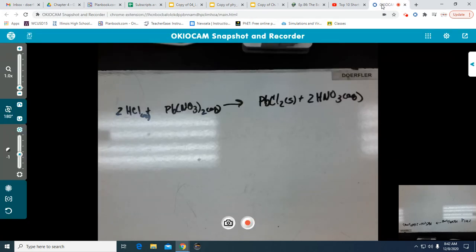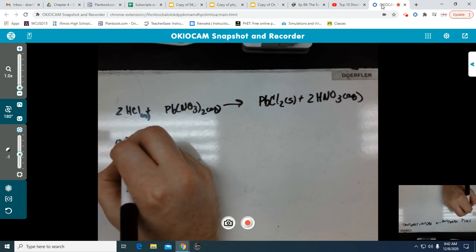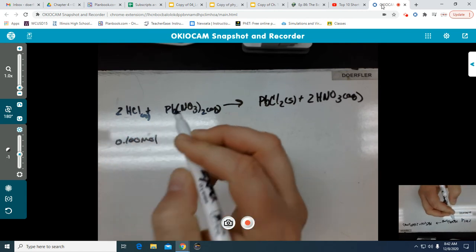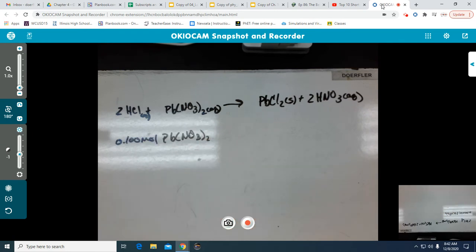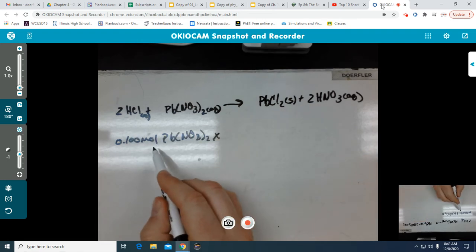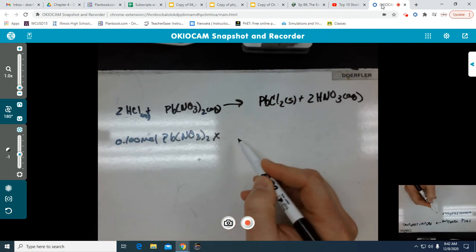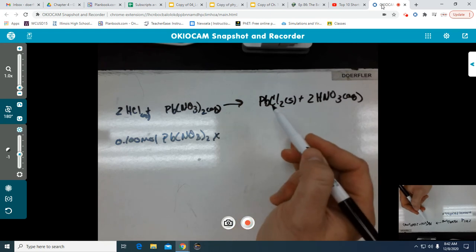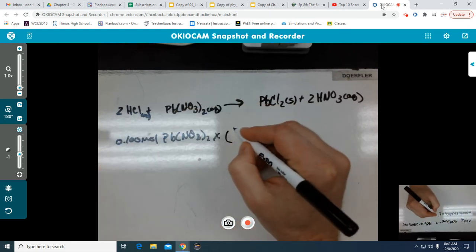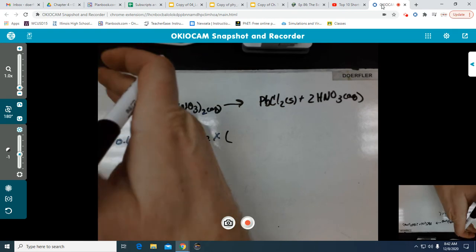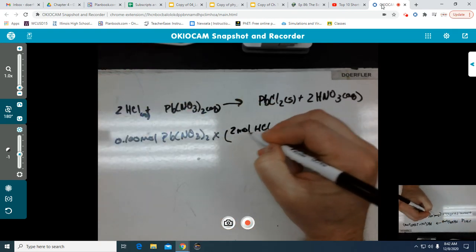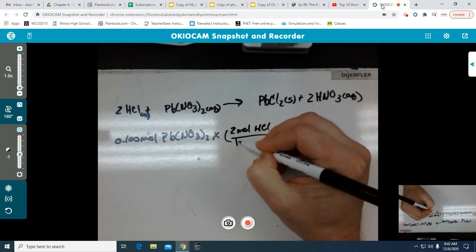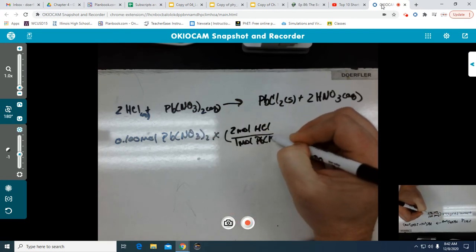So we know that we have 0.100 mole of lead II nitrate. We're going to then go from moles of substance A to moles of substance B using the balanced chemical equation. And we're going to find that our substance B is hydrochloric acid, and it has coefficient 2. So that's 2 moles HCl per 1 mole lead II nitrate.